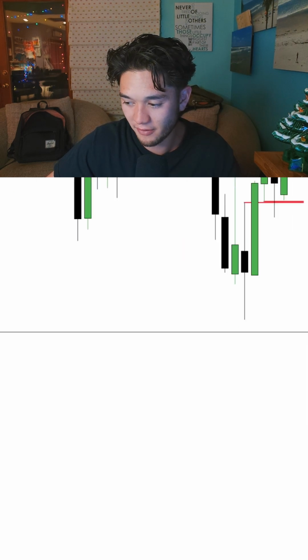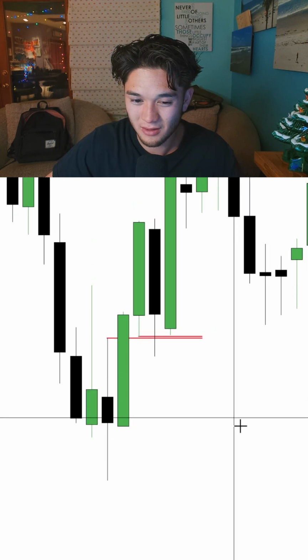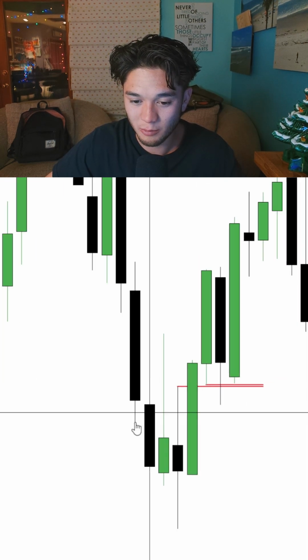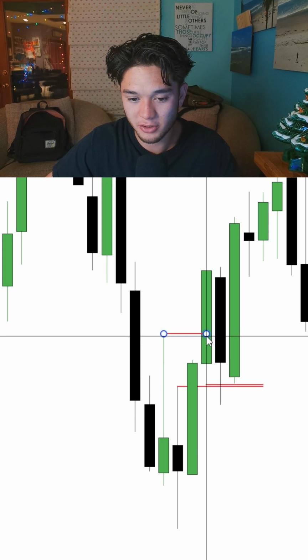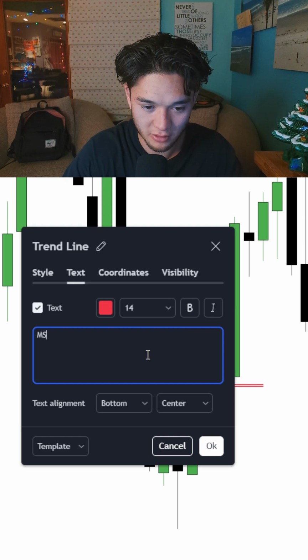This is a fair value gap. We zoom in, this is a fair value gap. This is a fair value gap. What do I see? Price comes in, we hold it, and we shift market structure here. This is a market structure shift.